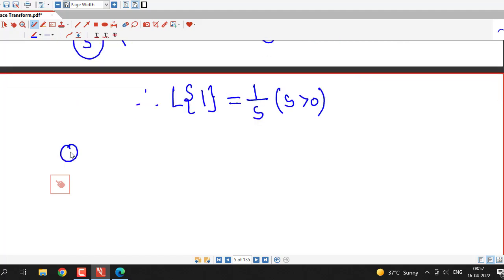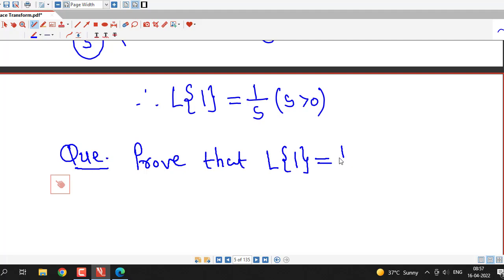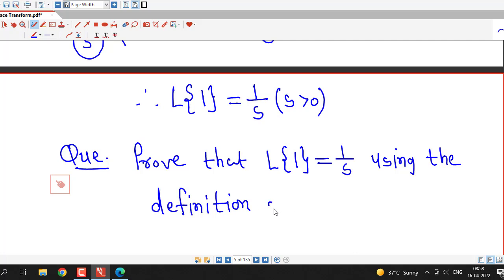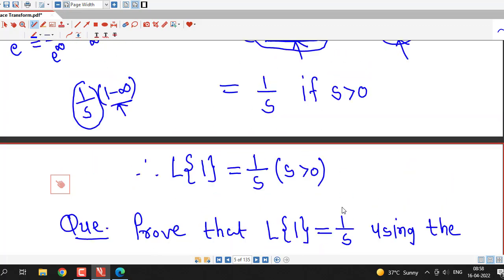So sometimes they ask you this type of question: prove that the Laplace transform of 1 is 1 by s using the definition of Laplace transform. So you remember the definition of Laplace transform, and using the methods of evaluating improper integrals, we can prove this using the definition of Laplace transform.